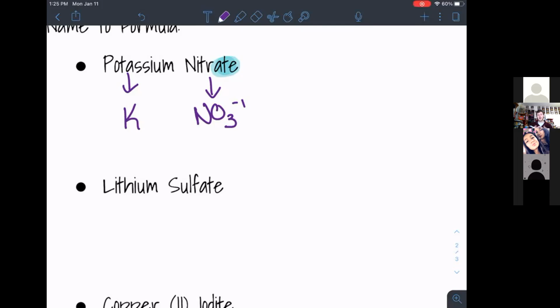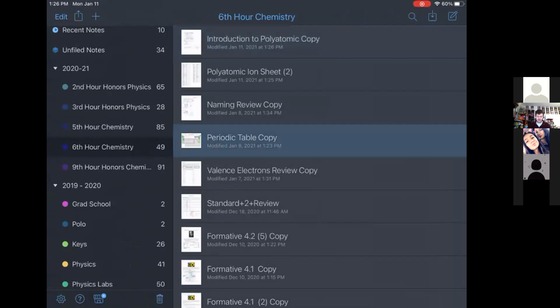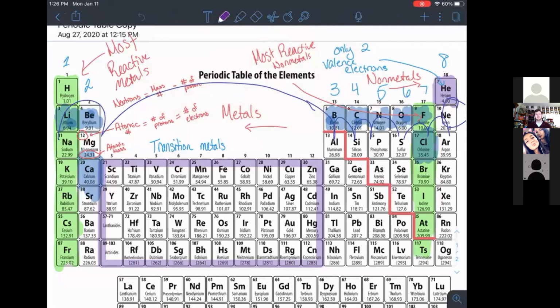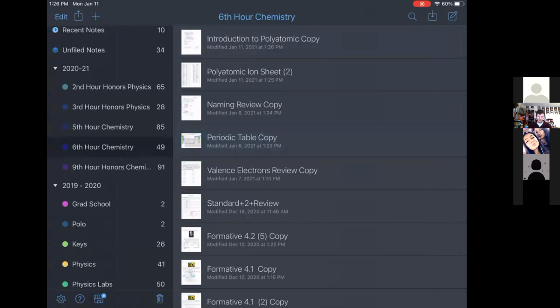Now remember, we don't want charges in our final compound, but we do need to know the charge of both the cation and the anion. So we need to know what charge potassium is going to have, or in other terms, how many valence electrons potassium is going to lose so it's stable, or happy. If we look at our periodic table, potassium is going to lose how many valence electrons so that it has a full valence shell? Just the one. Perfect. It has one valence electron to lose.